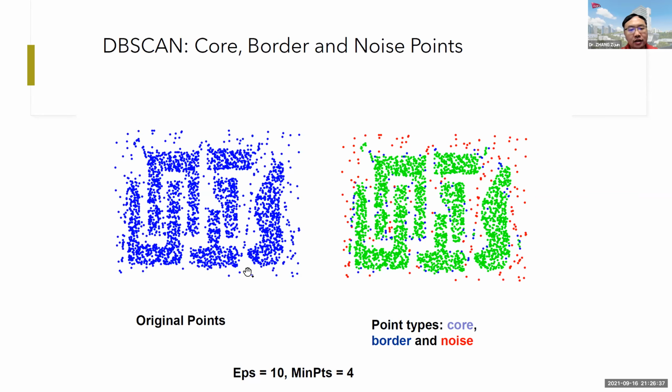Then you will see that if we have the original points, after using DBSCAN we are able to extract the main pattern. And for the point types, we have core points denoted by this color, and border points and noise points.